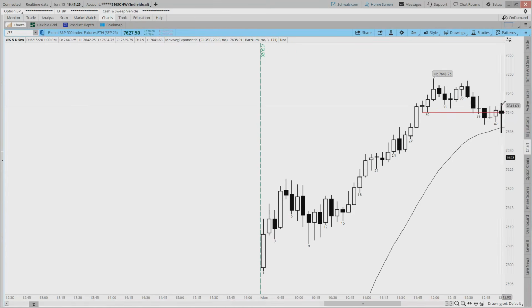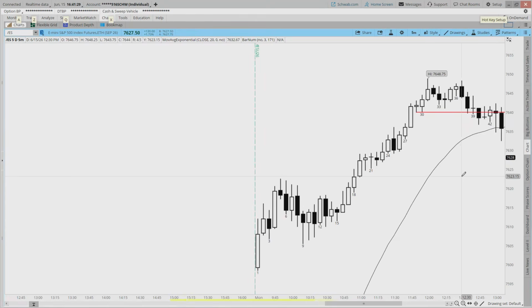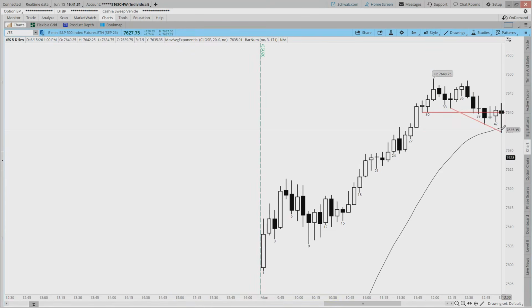And then 43. The bears get their second leg down, and now it's 3 legs down to bar 43. And it's the first test of the moving average all day. So the market bounced here on 43, which is expected when you have 3 legs down against a strong trend. But it looks like the market's evolving into a trading range at this point.